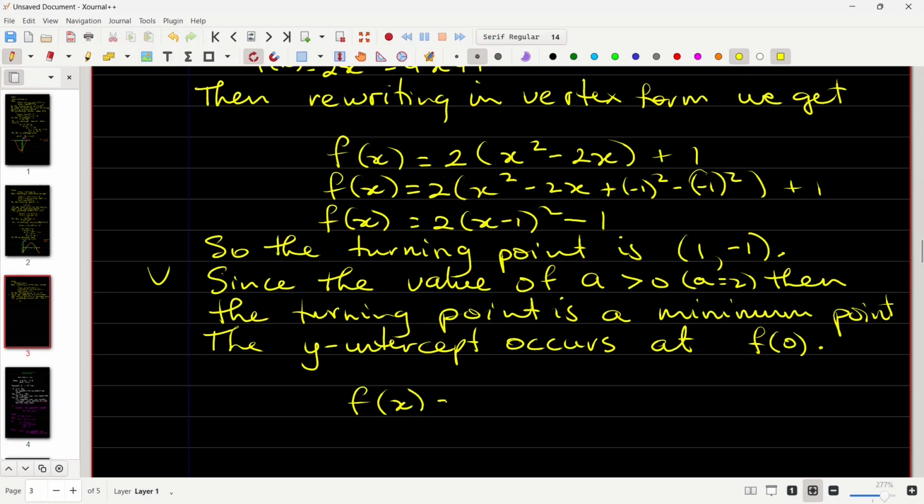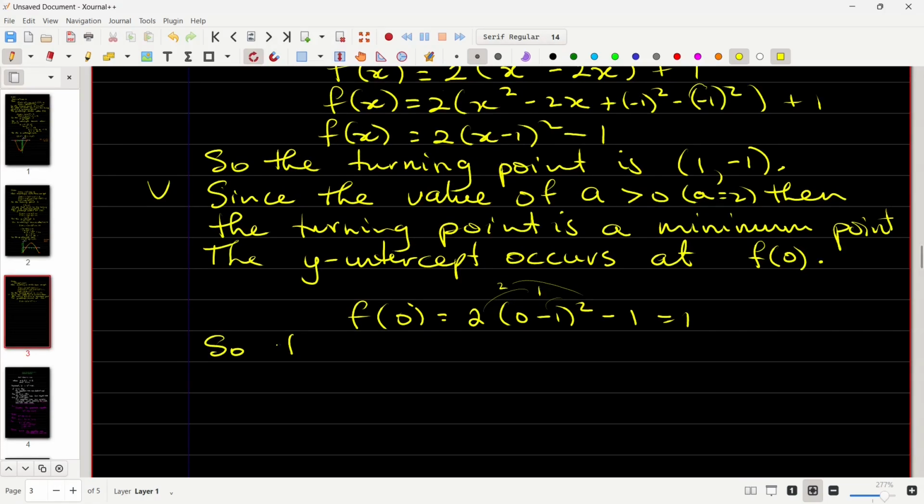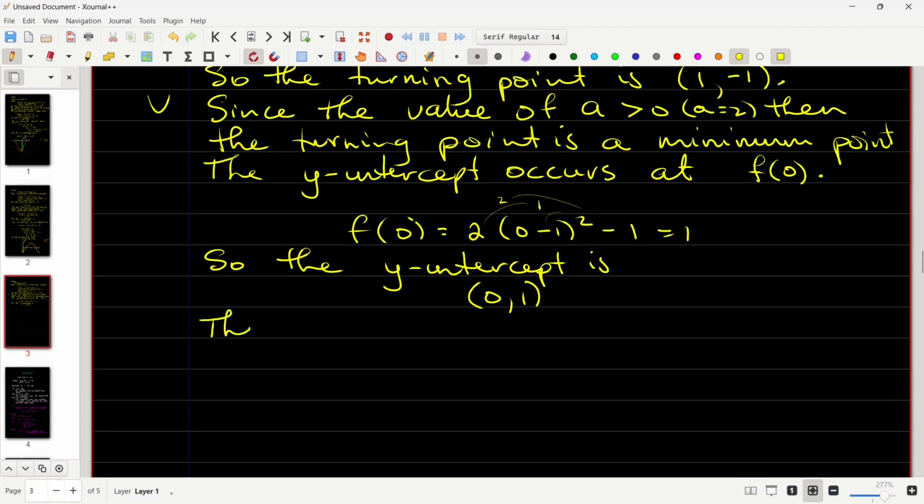Sorry, f of 0 would be equal to 2 into 0 minus 1 squared minus 1. All right, so minus 1 squared is going to give me positive 1. Positive 1 by 2 is going to give me 2. 2 minus 1 is going to give me 1. So the answer here is 1. So the y-intercept is 0, 1.